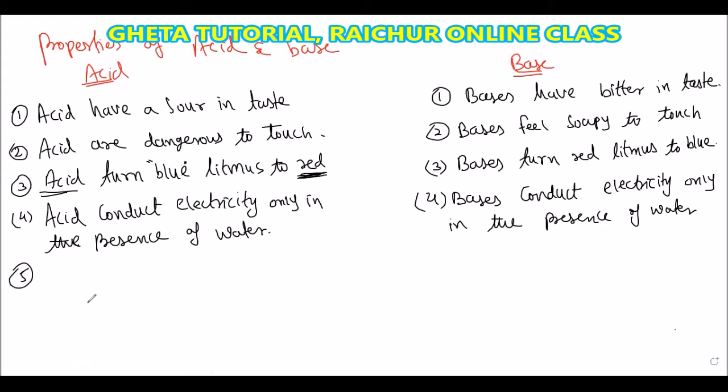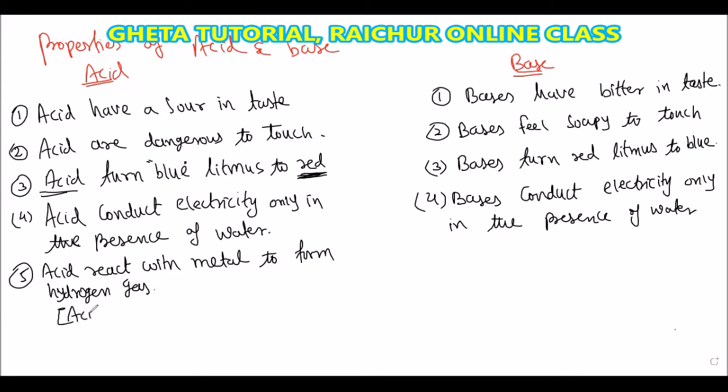So what about now here, the fifth point? The fifth point is what? When the acid reacts with metal, what will they form? Hydrogen gas. Acid reacts with metal to form hydrogen gas. Please remember, acid reacts with any metal. One more product you'll get, that product is called a salt, as well as they'll produce the hydrogen gas. The main important part in this is the hydrogen gas. Any acid reacting with metal will form hydrogen gas.